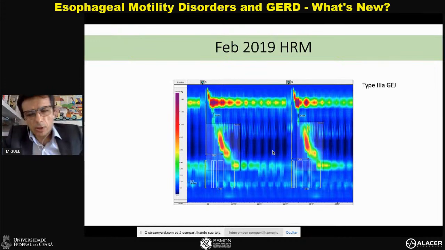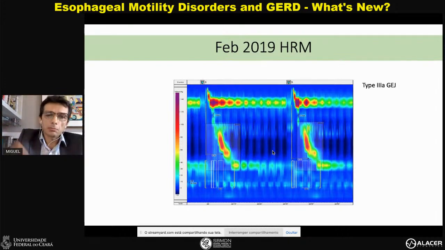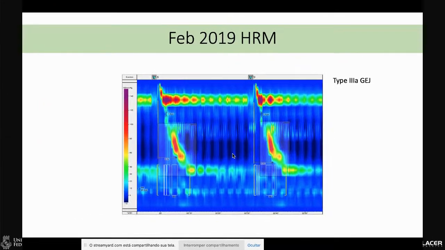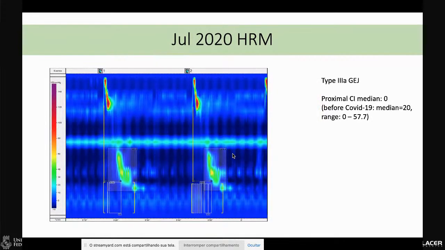This high-resolution manometry was performed before fundoplication in February 2019. Well, nothing special except for the type 3A gastroesophageal junction. And the esophageal body motility was pretty normal. This year, in July, high-resolution manometry, it was really different. We couldn't see esophageal contractions in the proximal esophagus. Well, the gastroesophageal junction was the same. Fundoplication was completely absent.